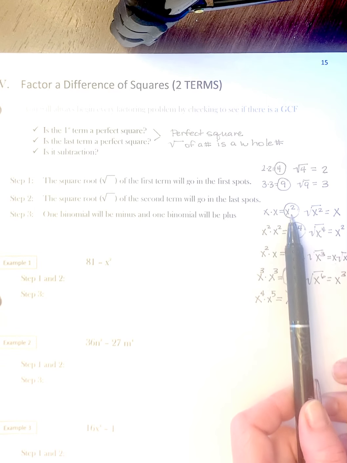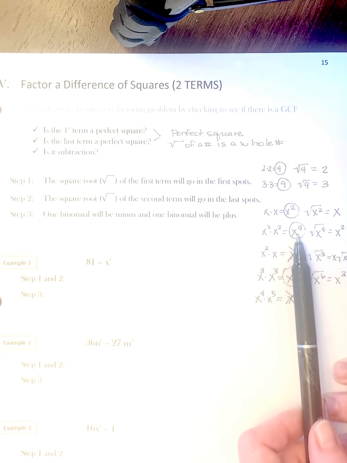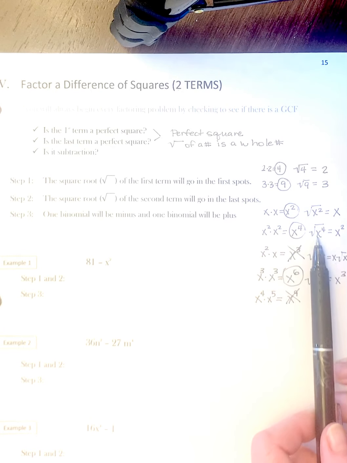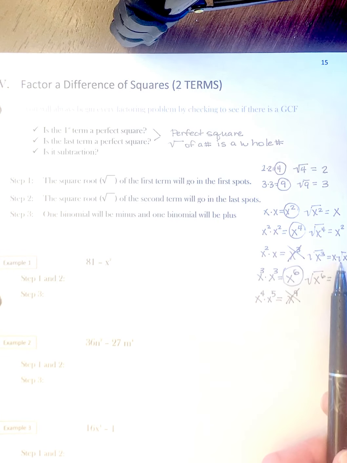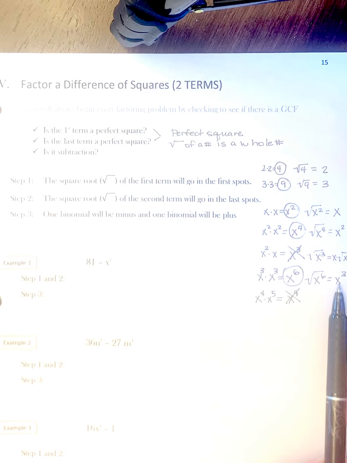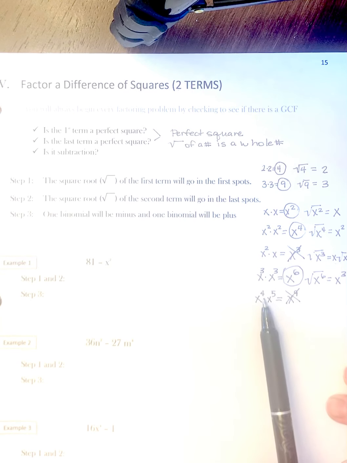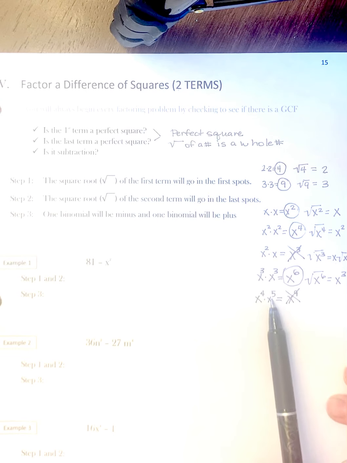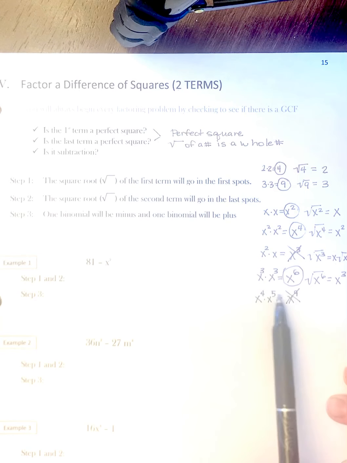So x squared is a perfect square because when you take the square root of x squared, you get x. X to the fourth is a perfect square because when you take the square root of x to the fourth, you get x squared. X to the third is not a perfect square because you still have a square root in your answer. X to the sixth is a perfect square because x to the third times x to the third equals x to the sixth. But x to the ninth is not a perfect square because there is nothing you can multiply times itself to get x to the ninth. Because remember, when you multiply like bases, you add exponents.